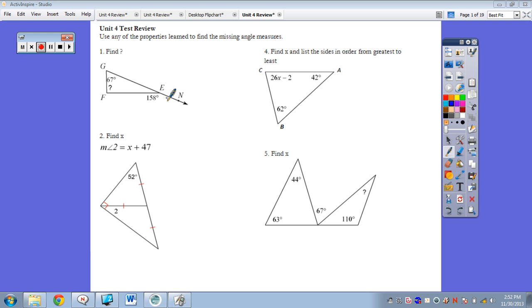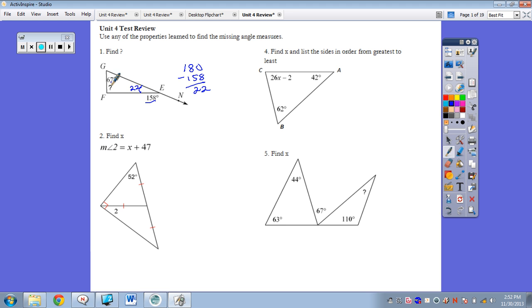Angle FEN is 158 degrees. This angle FEG right here and the angle FEN are a linear pair, which means they need to add to 180 degrees. So that means that 180 take away 158 is left, you're left with 22 degrees. So angle GEF is 22 degrees.